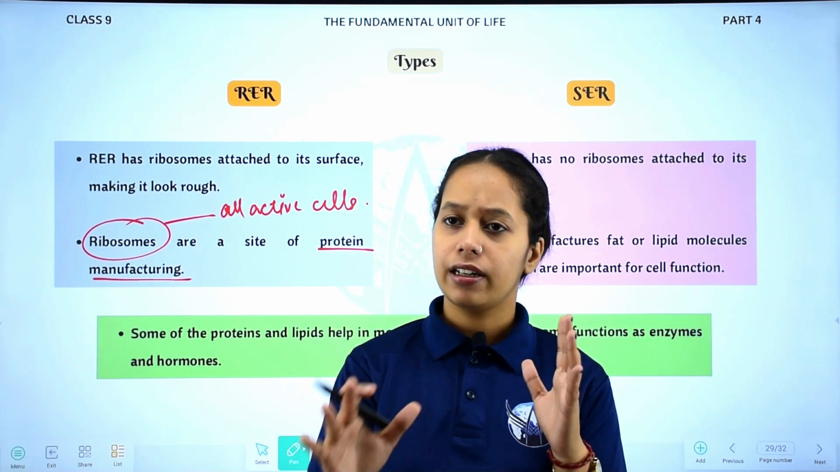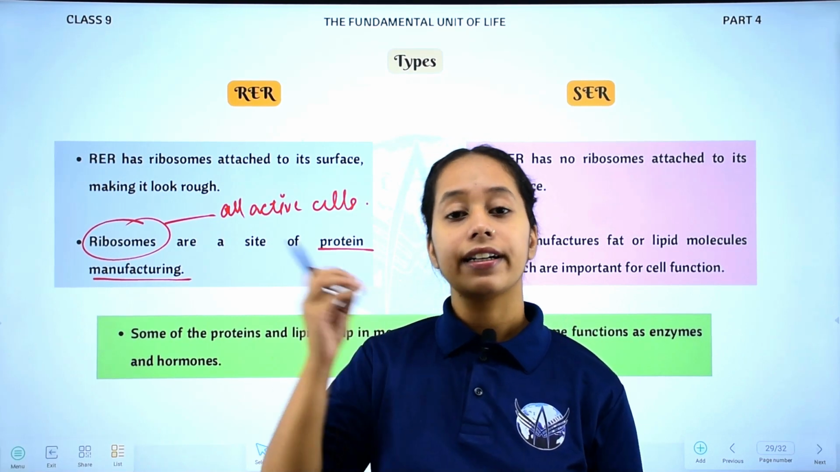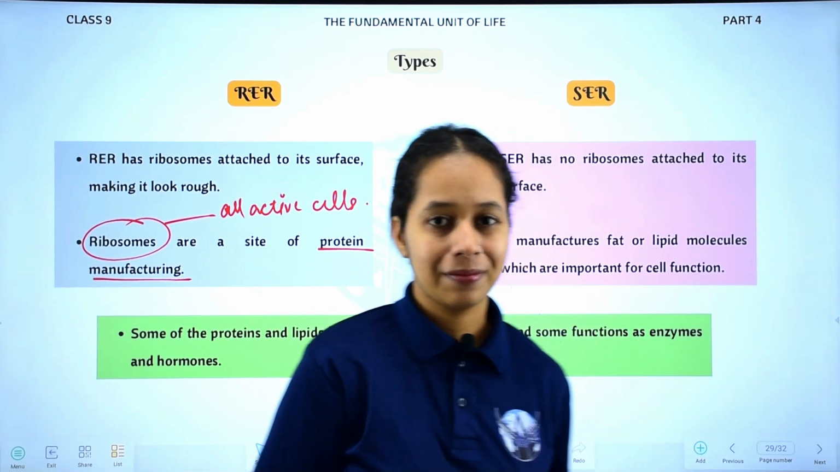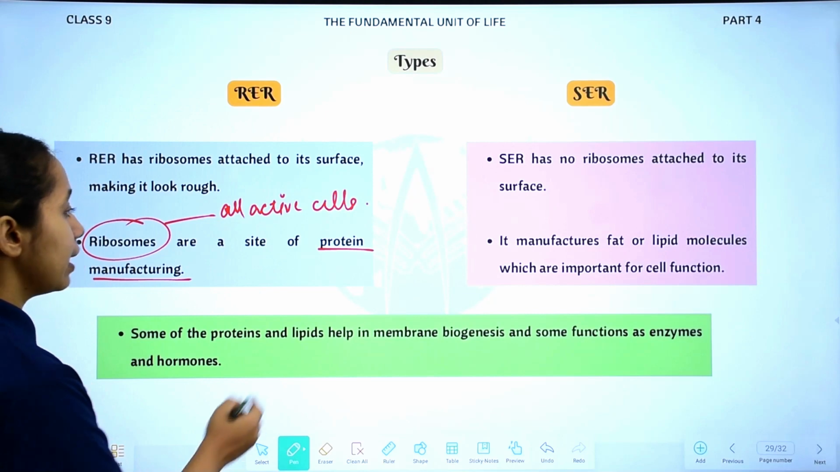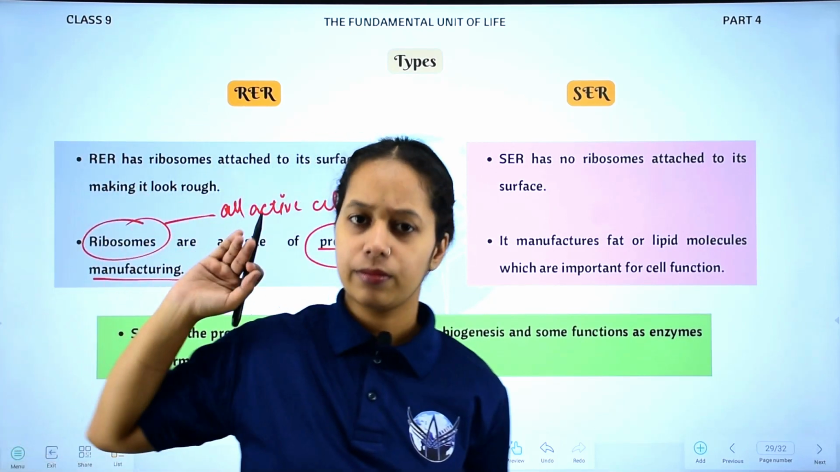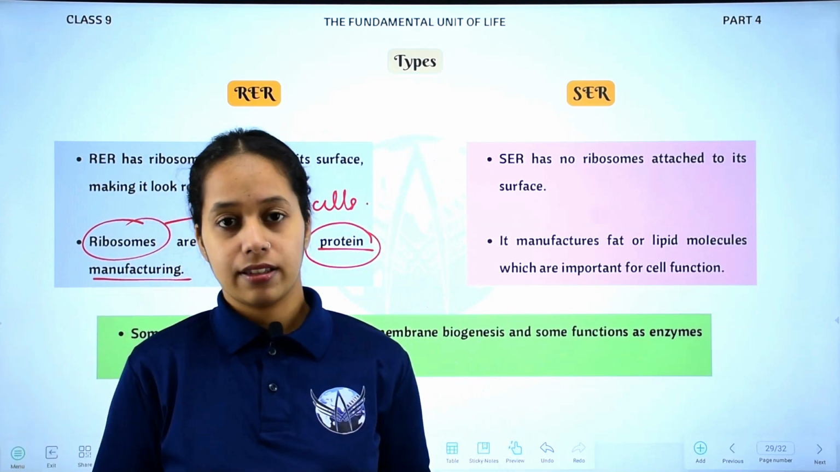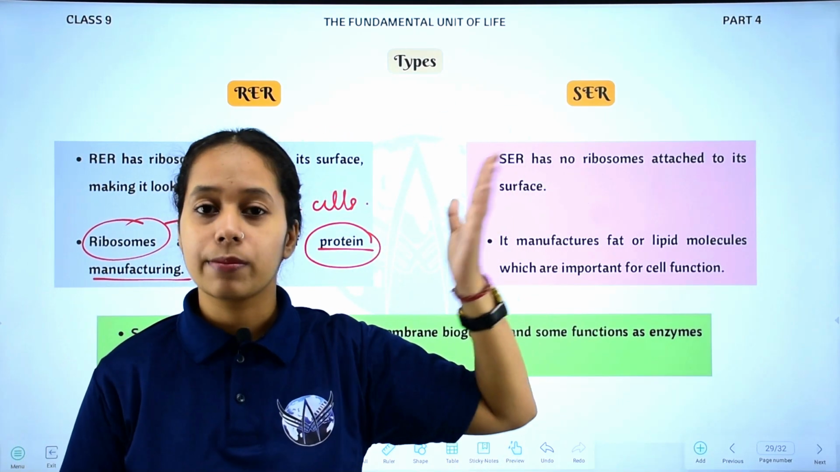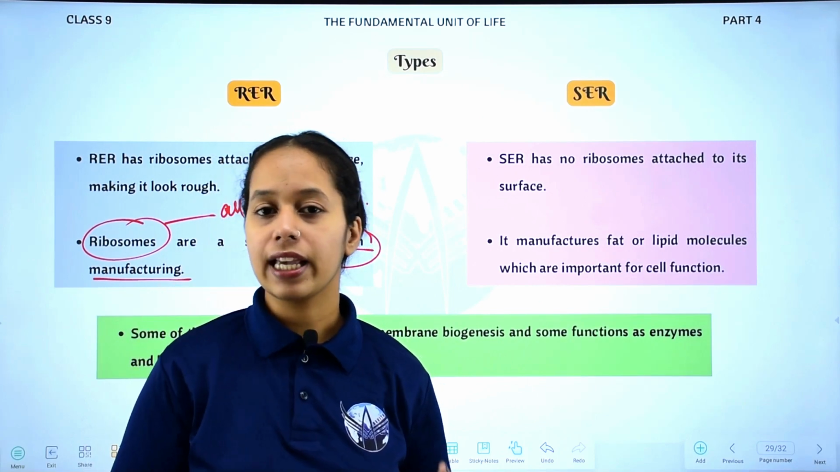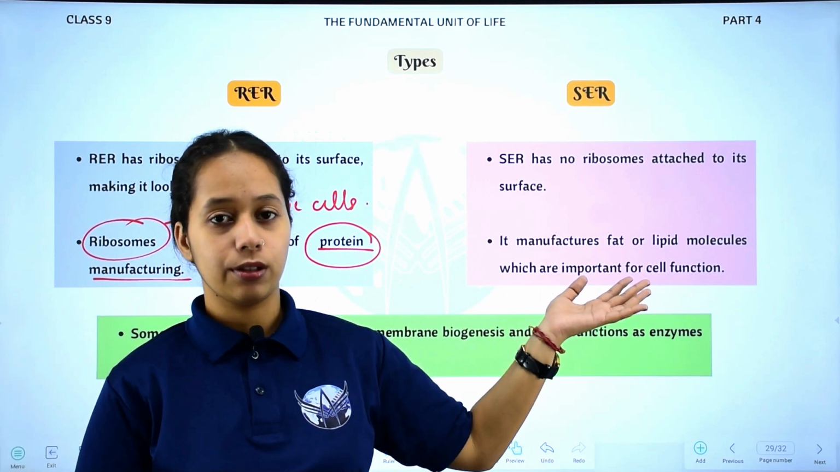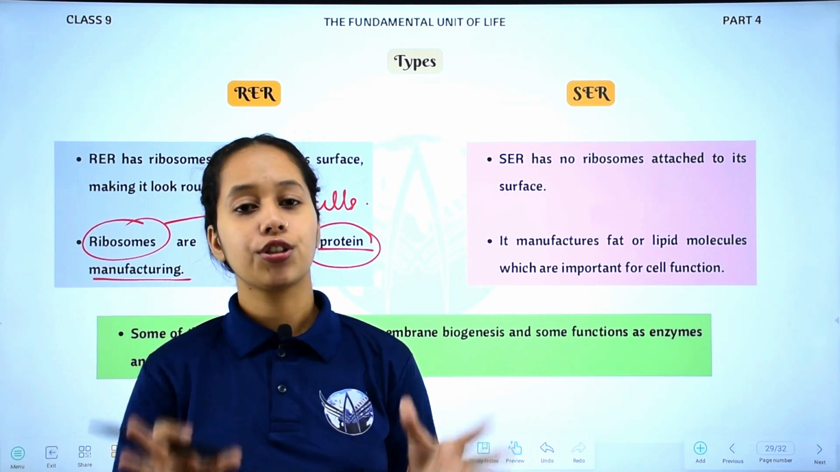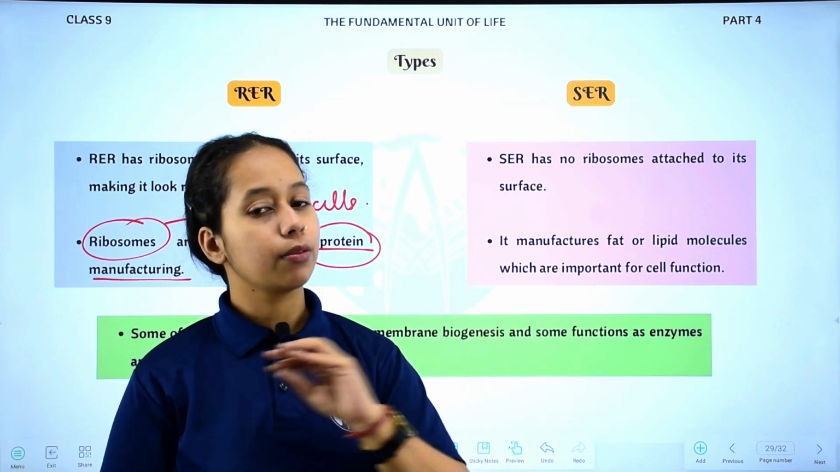So indirectly we can say that RER, that is rough endoplasmic reticulum, makes or manufactures proteins. So RER, what does it make? It makes proteins. So if rough endoplasmic reticulum makes proteins, what does the smooth endoplasmic reticulum make? Obviously, we will not find any ribosomes attached to the surface of smooth endoplasmic reticulum. So we can say that SER does not make protein. For sure, we are very sure that SER does not make proteins.